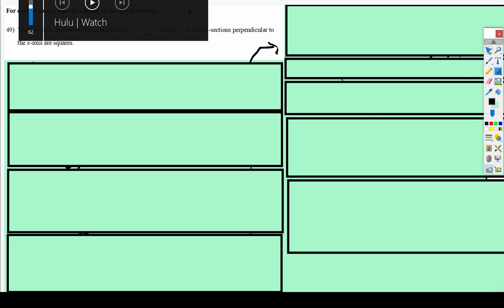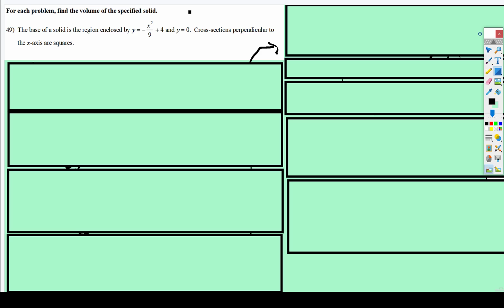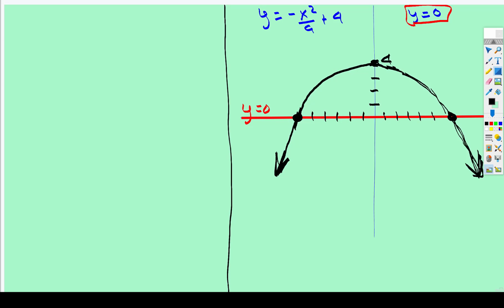Okay, for each problem, find the volume of the specified solid. The base of the solid is the region enclosed. There are two different functions, and the area enclosed between them. The first function is y equals negative x squared over 9 plus 4, and y equals 0, so the x-axis. Cross sections perpendicular to the function are squares.